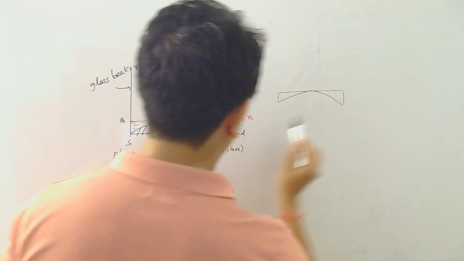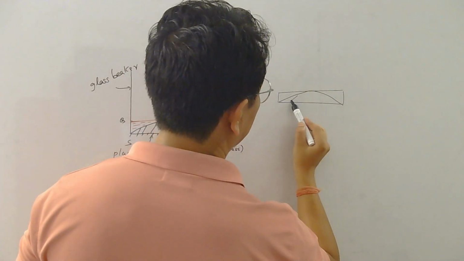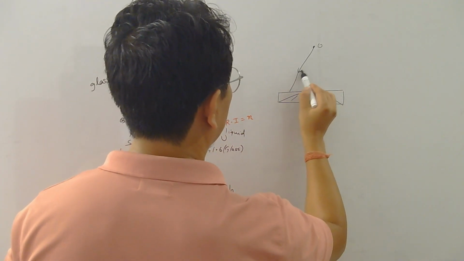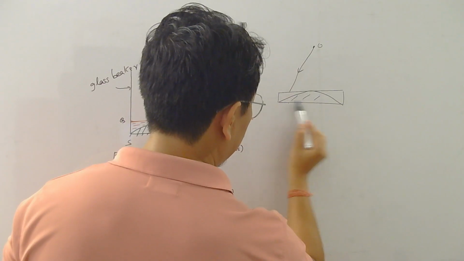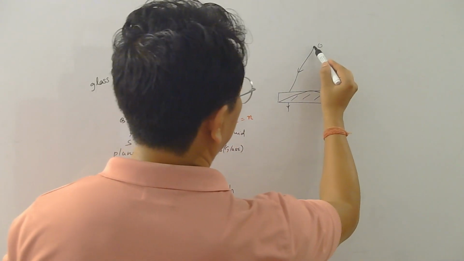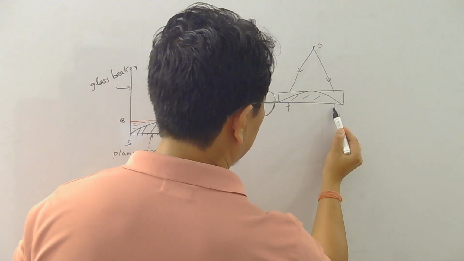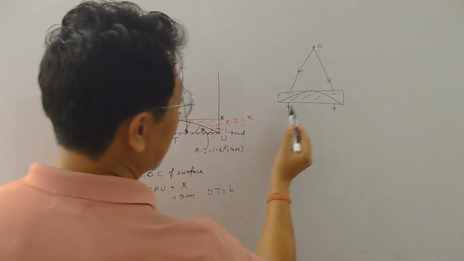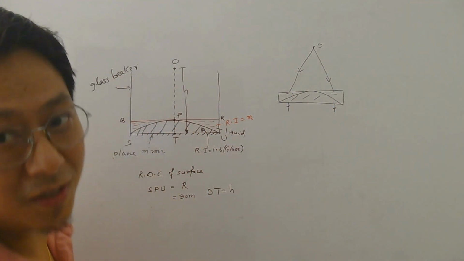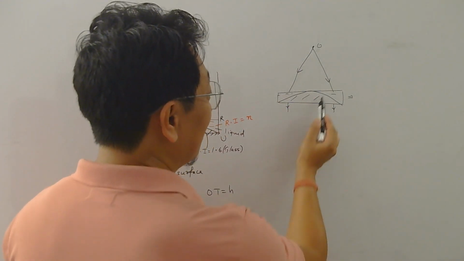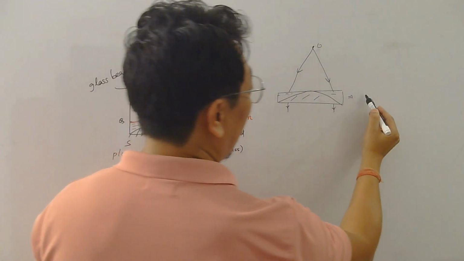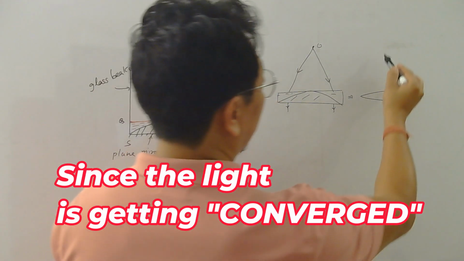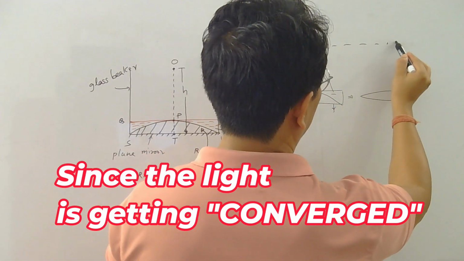That means if I consider these two systems, this is the liquid lens and this is the glass lens, then light from this object, after passing through this liquid and through this glass, should come this way. Now what does this mean? It means that this system can be thought of as a convex lens whose focus is where this object is.